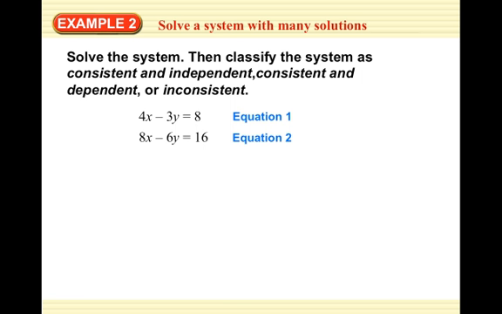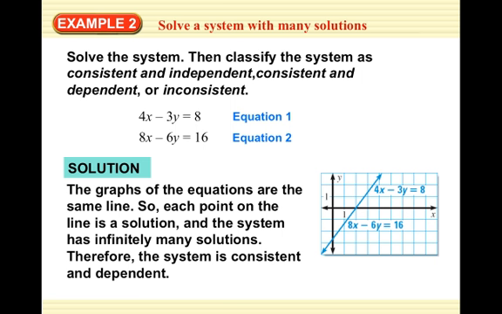And then I went to my second equation, 8x minus 6y equals 16. I found the x-intercept was (2, 0), and then I found the y-intercept was (0, -2 2/3). So when I graphed them, they graphed right on top of each other. If you look, the graphs of the equations are the same line. So each point on the line is a solution, and the system has infinitely many solutions because a line has infinitely many points. Don't worry about the fact that the system is consistent and dependent. That's true, but we're not going to worry about it. Your answer for this problem is infinitely many solutions.